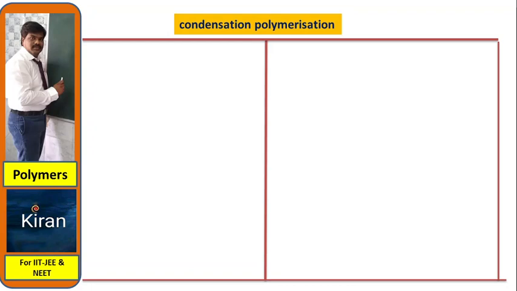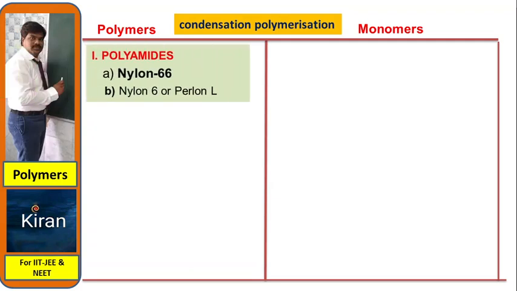Condensation polymerization: what are the polymers that come under condensation polymers, and which monomer is there in that polymer. Example, all polyamides; poly means many. Polyamides come under examples for condensation polymers. Example polyamides: nylon 66, nylon 6 or perlon L. These two are the examples for polyamides.